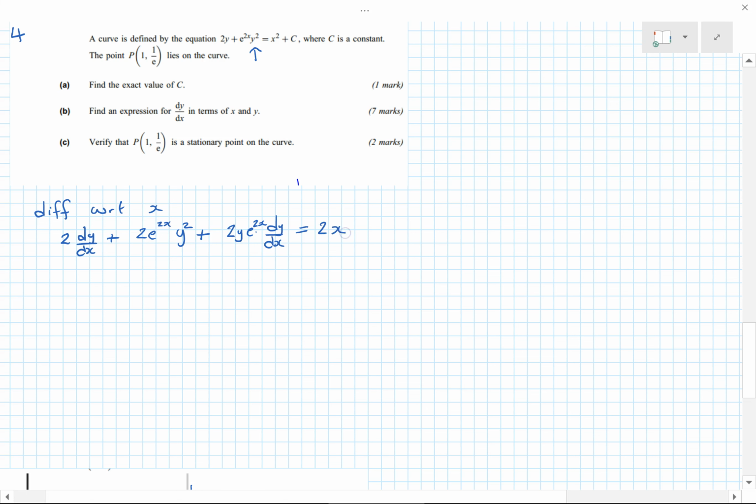2x. Oh, I've missed out part A, haven't I? Oh, never mind, we'll do that in a second. Get back to part A. I'm doing part B at the moment.